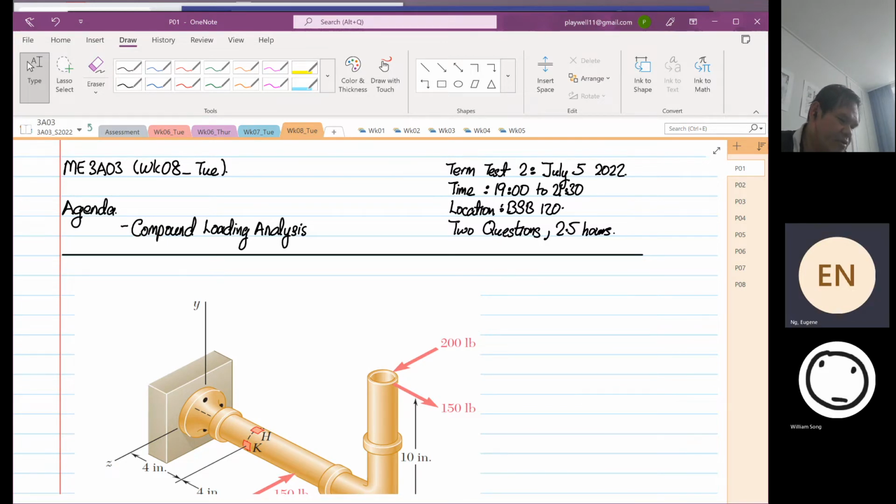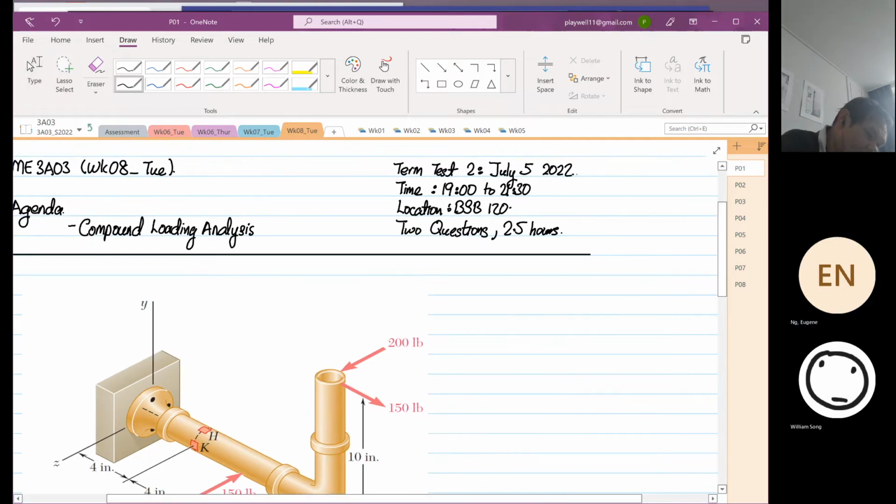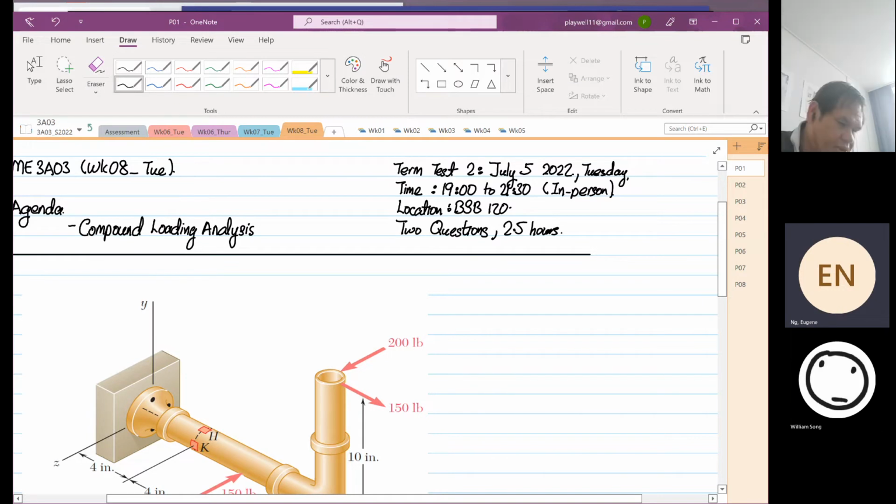Before we go on, I'm going to talk about term test 2. Term test 2 will be held on the 5th of July, and I believe it's a Tuesday, and the time will be from 7 to 9:30 in the evening, and it is in person. The location is in Bird Science Building, 120, and you have 2 questions for 2.5 hours. Okay, so I will tell you where the test will be up to maybe next week.